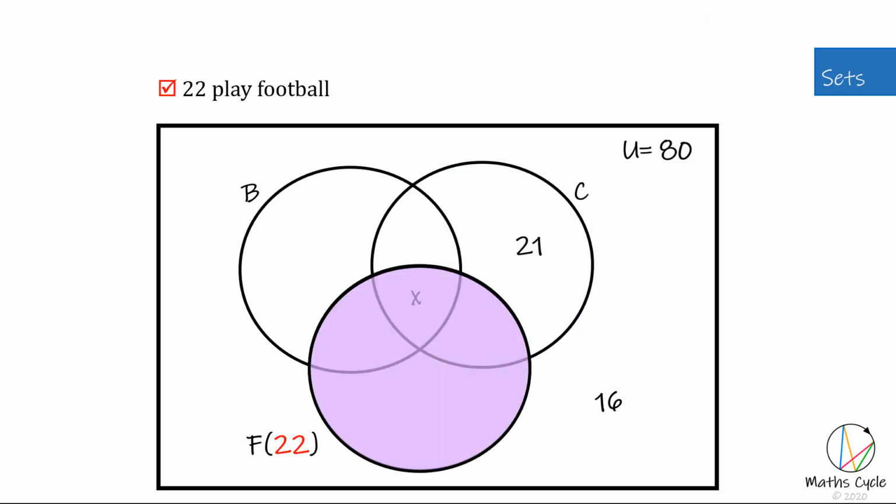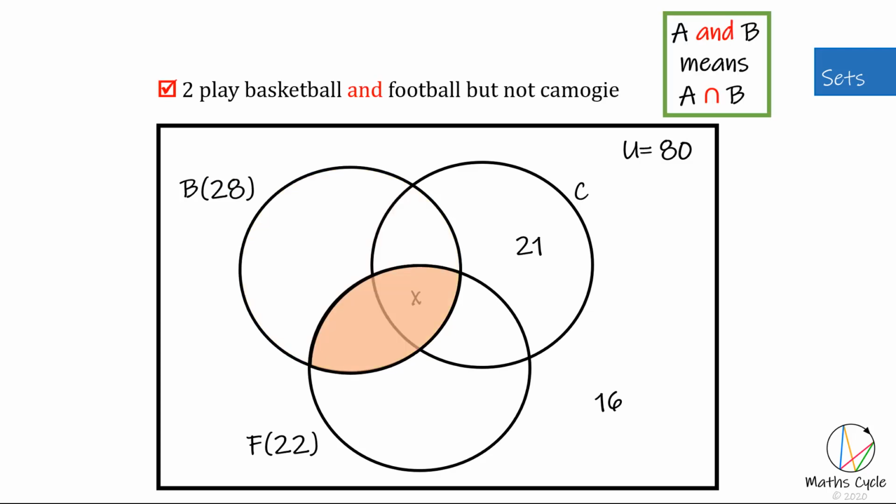Next piece of information is 22 play football. So there we go, 22 in the whole of that purple circle play football. Next we have 28 play basketball. So 28 in the whole of that circle, the yellow circle, play basketball. Okay, 2 play basketball and football but not camogie. So and means intersection. So 2 are in B intersection F. Okay, so that's this orange piece here, B intersection F, but not camogie. So we have to block out the camogie circle. So those 2 players go here.